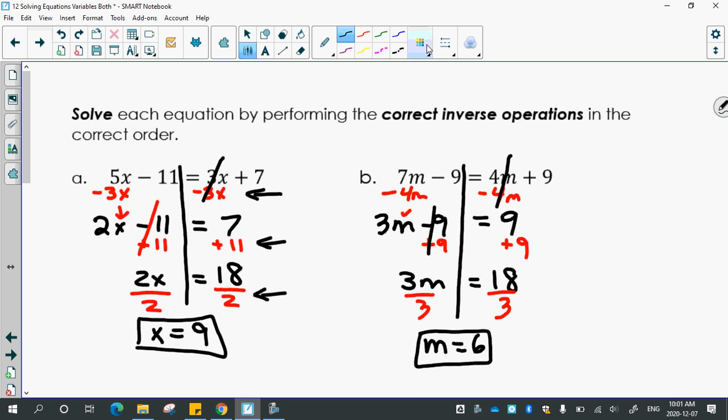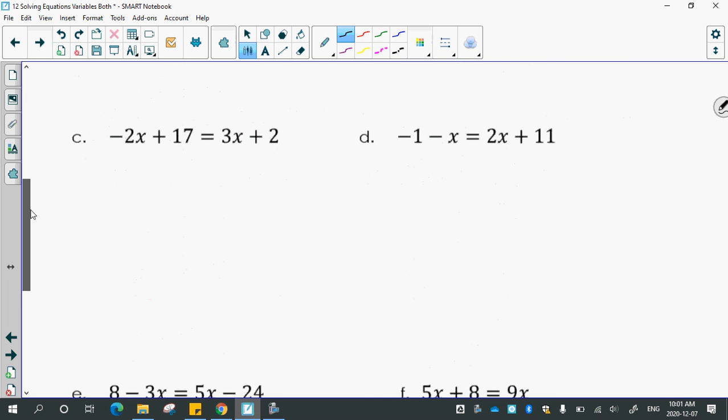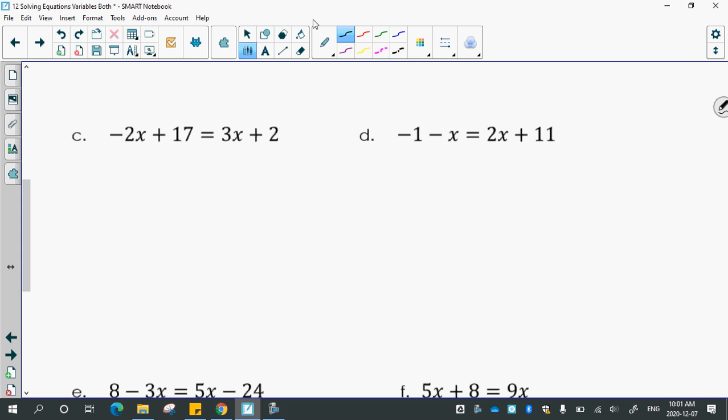Okay. Right? So decide how you're going to get the x's together on the same side. How are you going to get them together so that they're not on opposite sides of the wall? Any grade 9 have a thought?